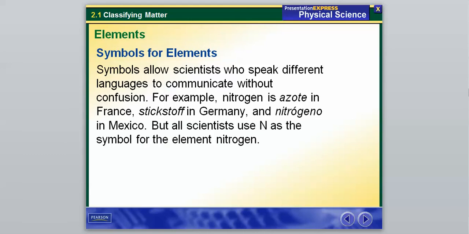The reason we use these symbols is similar to the reason we use SI units, because it allows scientists who speak different languages to communicate without confusion. For example, nitrogen is azote in France, Stickstoff in Germany, and Nitrogeno in Mexico. However, all scientists across the world use N as the symbol for the element nitrogen. It keeps things uniform across the board, so we can repeat each other's experiments and know what we're talking about in different parts of the world. That's why we use symbols: they allow us to communicate much more easily.